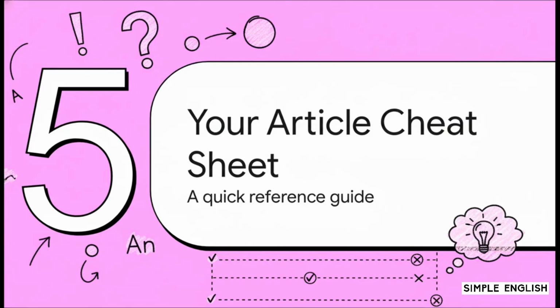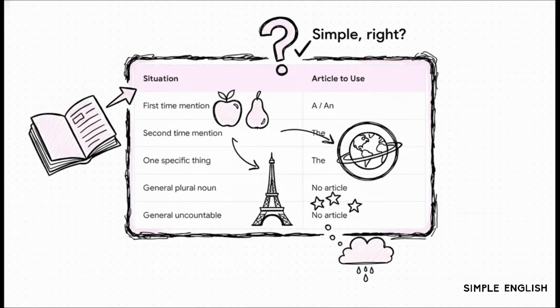Okay, I know that was a lot of info, but we can really boil it all down. So let's create a simple little cheat sheet, and then, you guessed it, test ourselves with a few examples. And here it is, your go-to guide. First time you mention something, use a or an. Second time, use the. Talking about one specific known thing, definitely the. But if you're talking about a general plural noun or something you can't count, use no article at all. That's pretty much it.